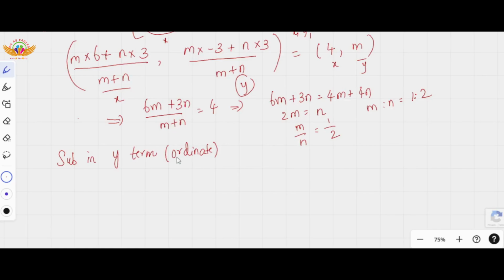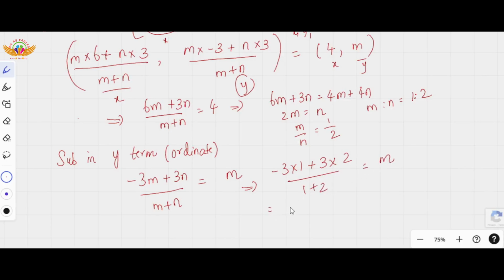Yeah. So 6m, sorry, what am I doing? Yep. We have to substitute this ordinate, right? What is the y ordinate here? Minus 3m plus 3n divided by m plus n is equal to m. So I know m and I know n. So substituting the m and n values here, minus 3 into 1 plus 3 into 2 divided by 1 plus 2 will be equal to m.